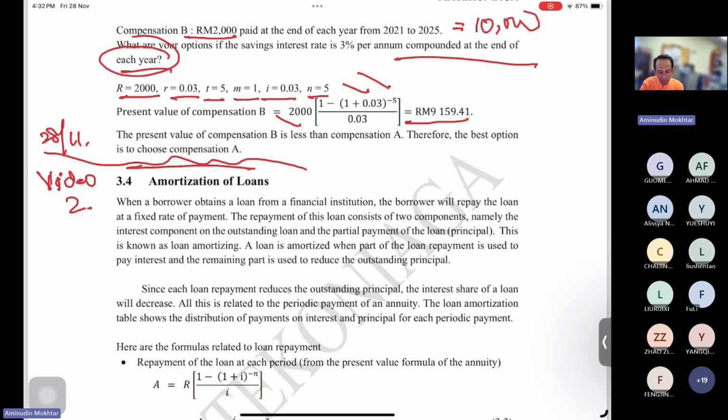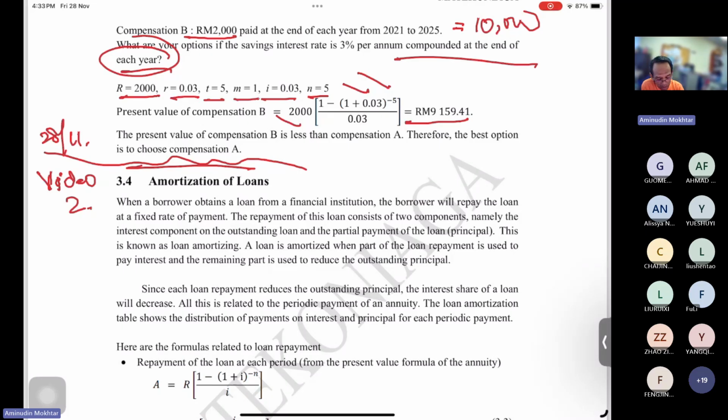Basically, when a borrower obtains a loan from a bank or from a financial institution, the borrower needs to repay the loan at a fixed rate of payment every month. In other words, every month we need to pay a fixed amount of money to the bank for a certain period.